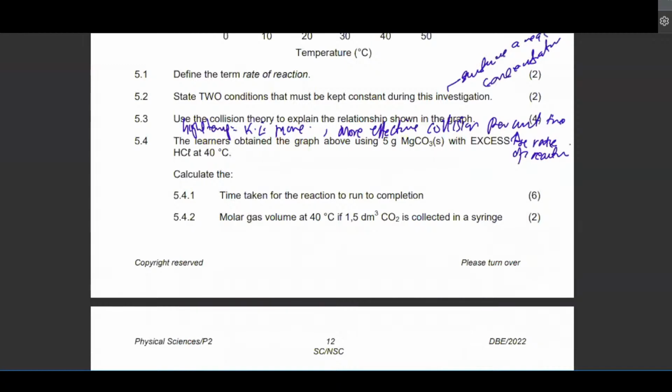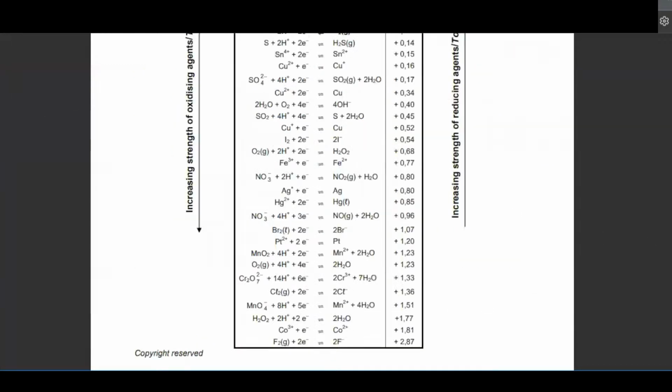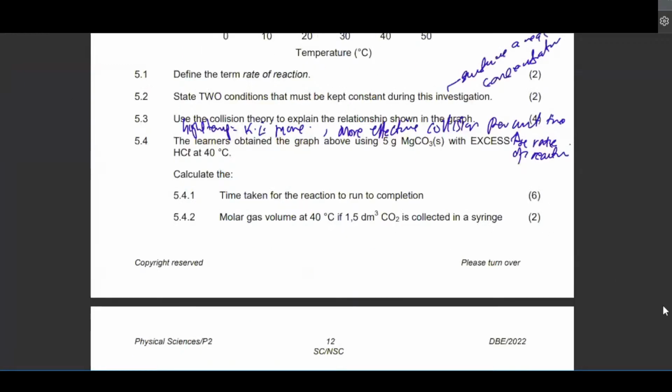Then they are saying that a learner obtained a graph using 5 grams of magnesium carbonate with excess hydrochloric acid at 40 degrees C. Calculate. They're saying calculate. What are you calculating? Calculate the time taken for the reaction to take place. Now, if you talk about time taken for the reaction to take place, okay.